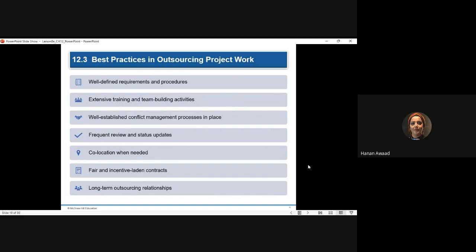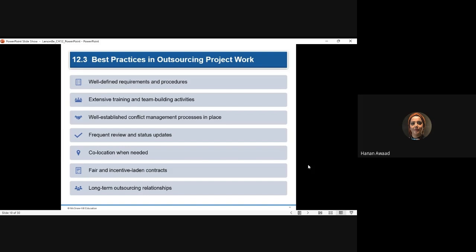Also, consider conflict management. If we have a conflict related to the technical aspects, what is the process? What is the procedure that we will follow? If we have a conflict regarding the financial aspect, or regarding the acceptance and approval criteria. So you need to think of this, and this could be part of the request for proposal as well.